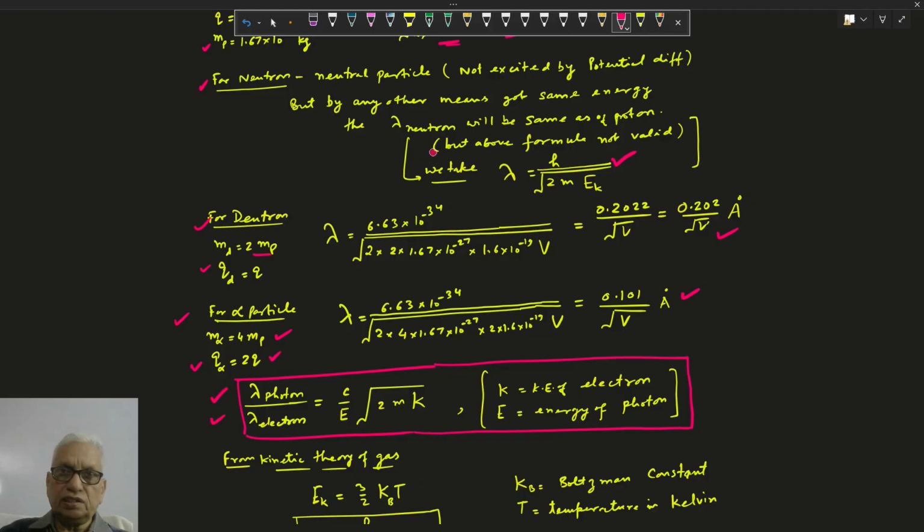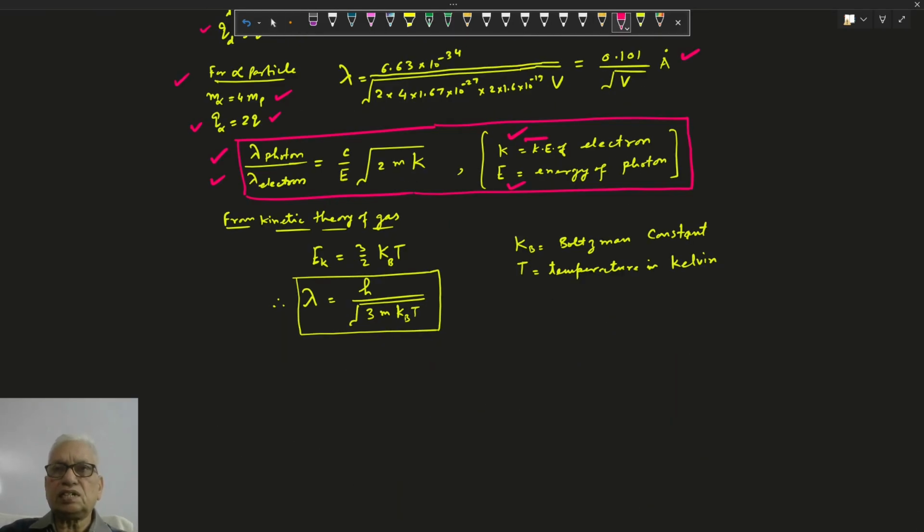Here is the ratio, lambda of photon upon lambda of electron, c by root of 2mK, where K is the kinetic energy of the electron and E is the energy of the photon. From kinetic theory, kinetic energy is given by Ek equal to 3 by 2 kBT, where kB is the Boltzmann constant and T is the temperature in Kelvin. So this is the wavelength produced here: h upon under root 3 m kB T, where m is the mass of the particle, kB is the Boltzmann constant, and T is the temperature in Kelvin.